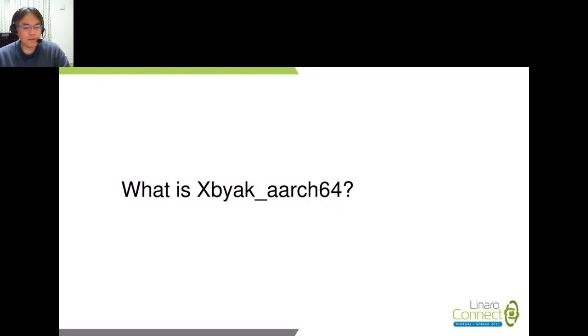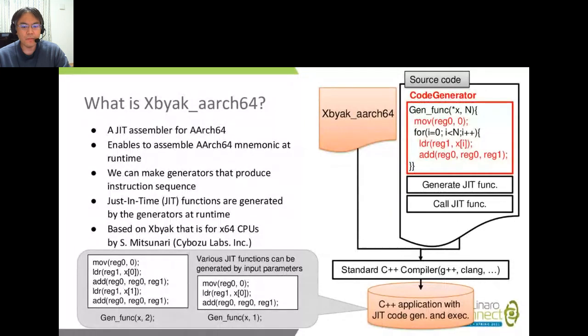What is Xbyak aarch64? Xbyak aarch is a just-in-time assembler for ARM instruction set, which is written in standard C++. The just-in-time assembler can generate machine instruction sequence at runtime. The generated machine instruction sequence can be used as a function from your program.